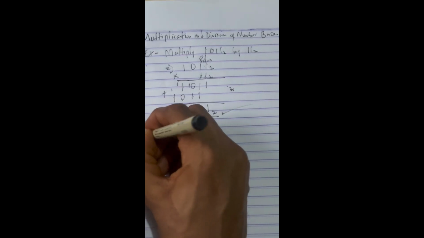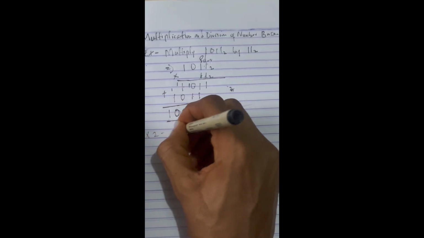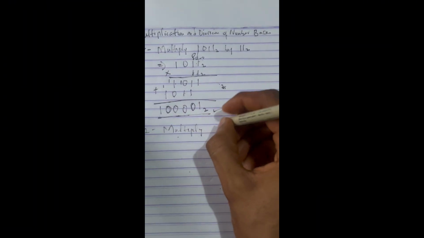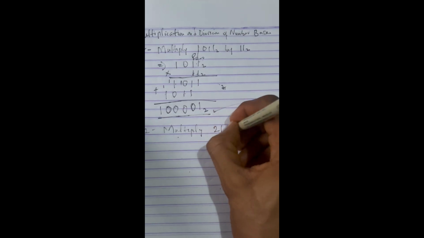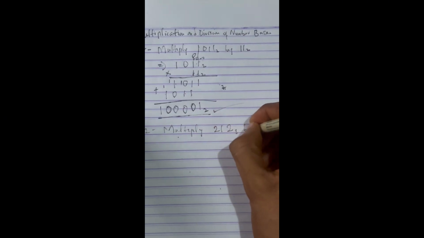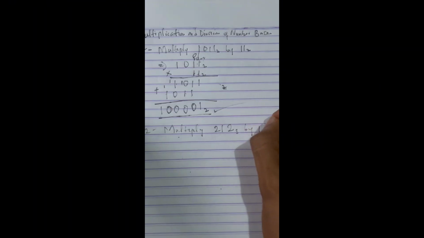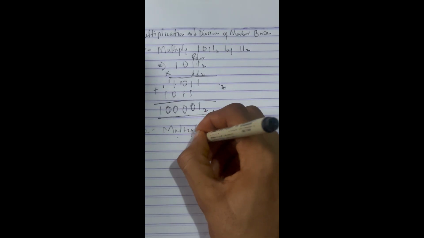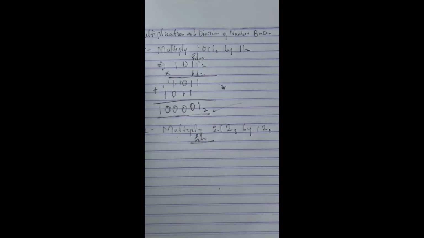Good. So let's take another example. Example 2. Multiply 212 base 3 by 12 base 3. Multiply what? 212 base 3 by 12 base 3. So how do we go about this? Solution. Is that clear? Good.